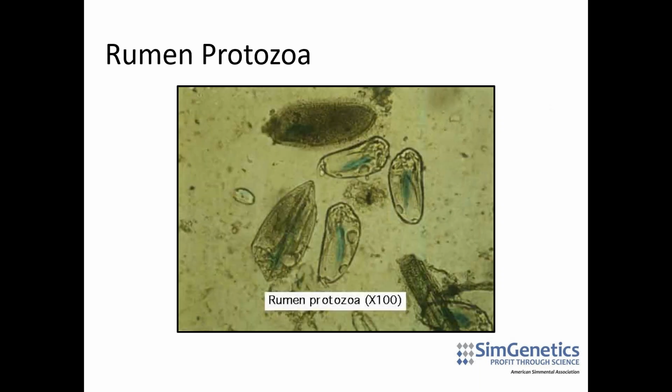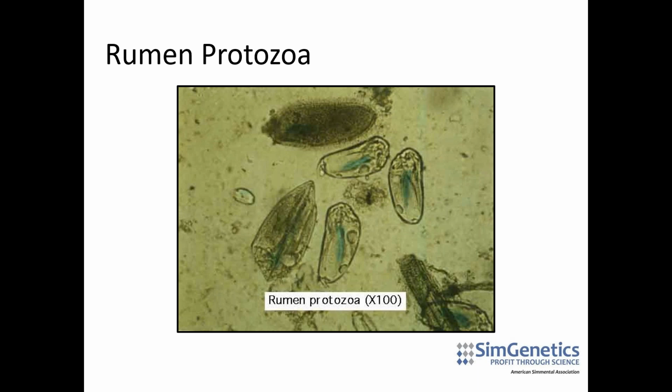And then these, on this slide, are rumen protozoa. Now, if you were to take a drop of rumen fluid and put it on a regular microscope, you would totally be able to see these, and it's way cool. If you ever have an opportunity to do so, do it. It's super fun. These guys are just magnified by 100.